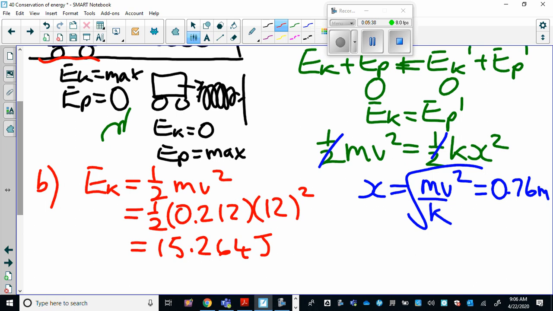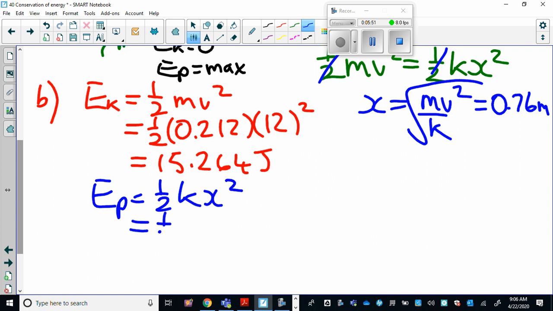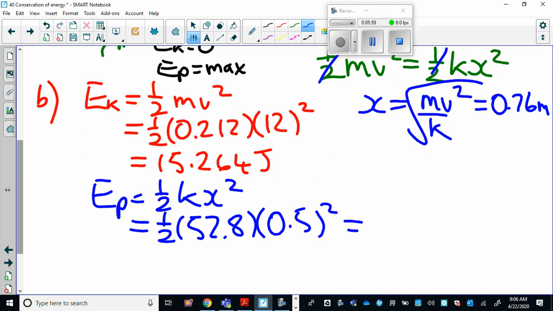Now let's calculate how much potential energy it had when the spring compressed 50 centimeters. One half k x squared, and that gives us an answer of 1.5 times 52.8 times 0.5 squared, 6.6.